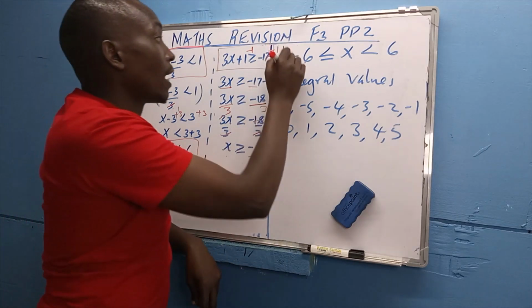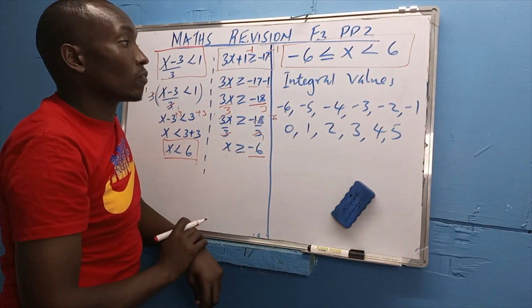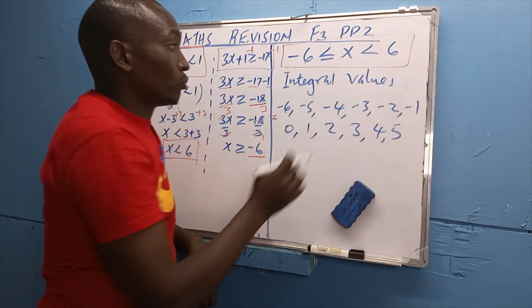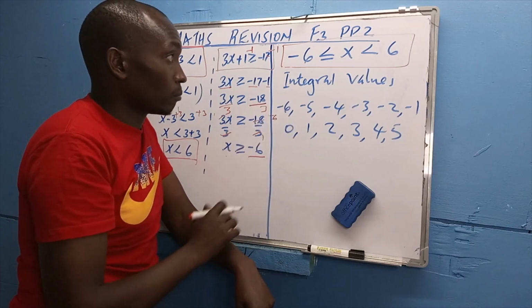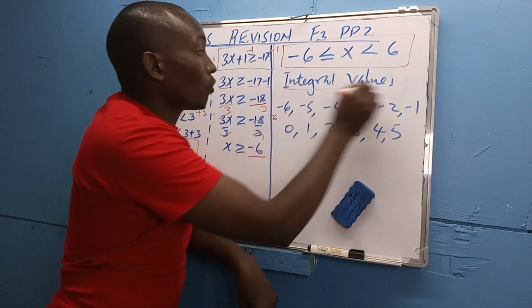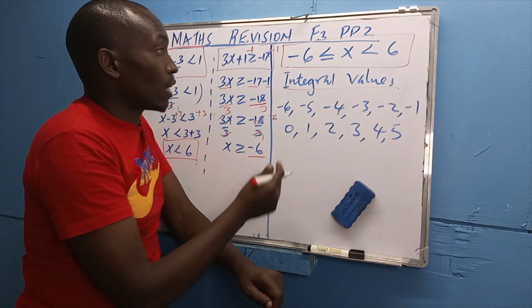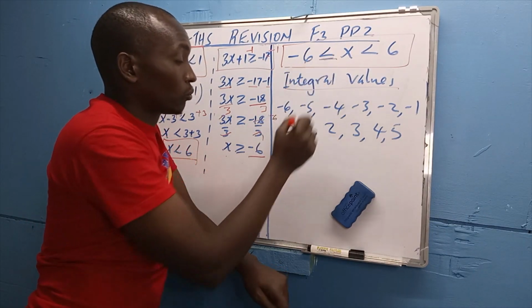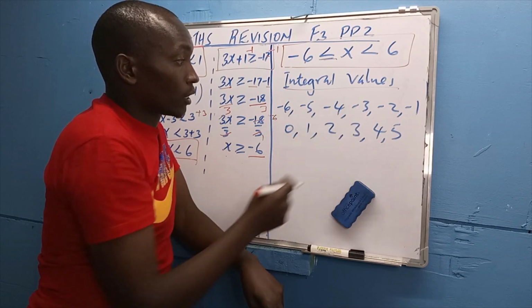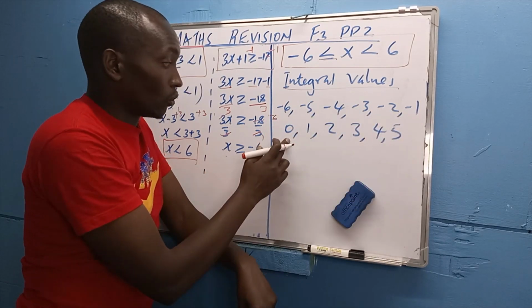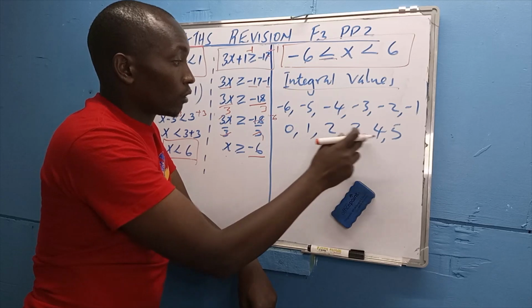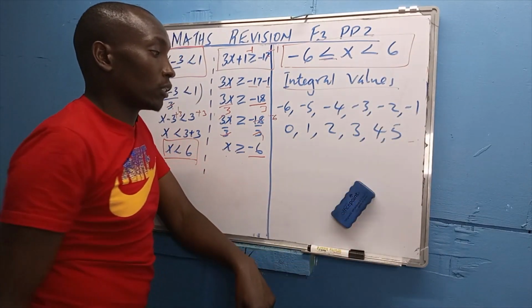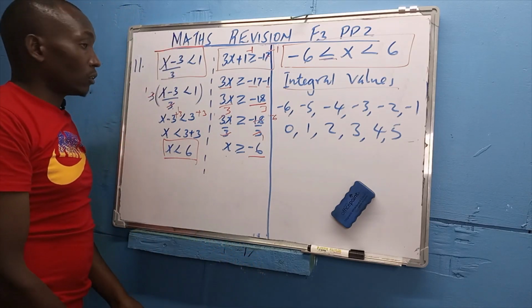So with that, I have the range of values, the integral values from negative 6 included, up to positive 6 not included. So the integral values, if you can list them down, it will start with negative 6 because it is included. It can also be equal to negative 5, negative 4, negative 3, negative 2, negative 1, 0 is included, 1, 2, 3, 4, 5, 6 is not included. Do not include positive 6 there. So that is question number 11.